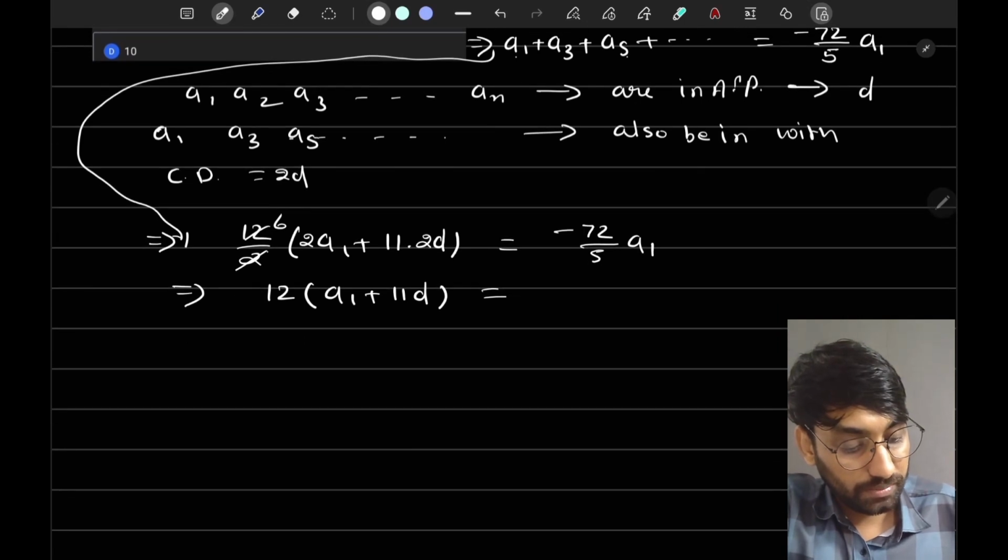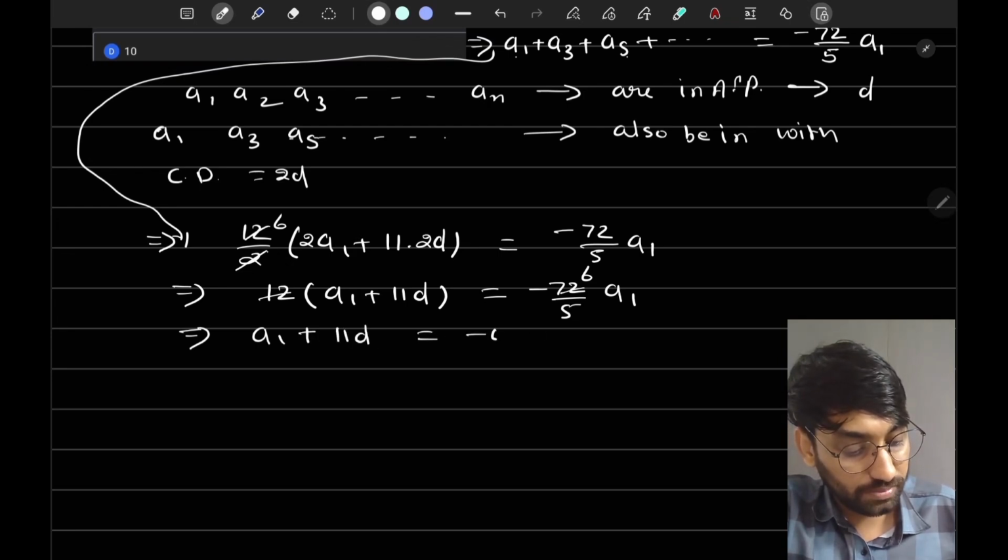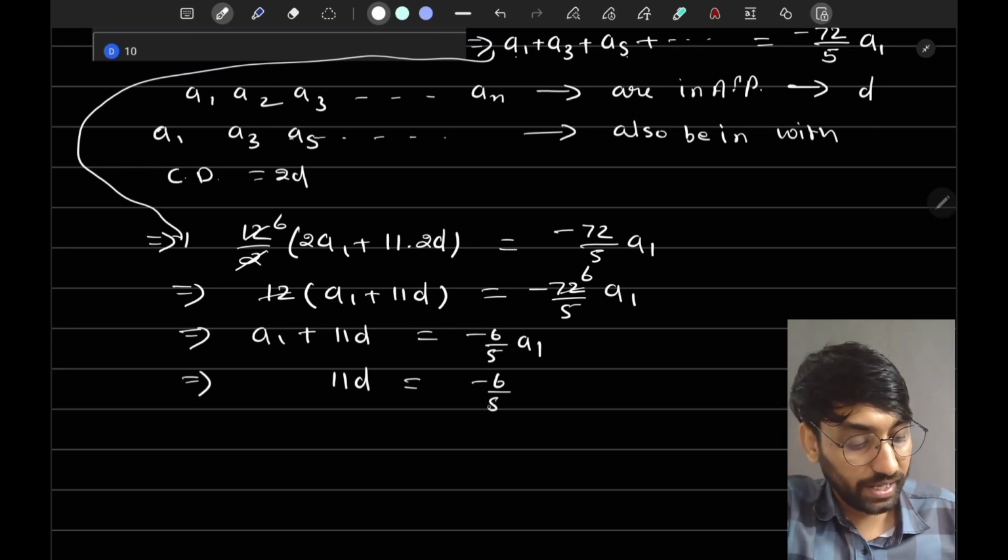It is nothing but minus 72 by 5 times a1. So this will cancel out 6 times. So what will I get? I will get a1 plus 11d equal to minus 6 by 5 times a1. It means 11d equal to minus 6 by 5 a1 plus a1. Sorry, minus a1.